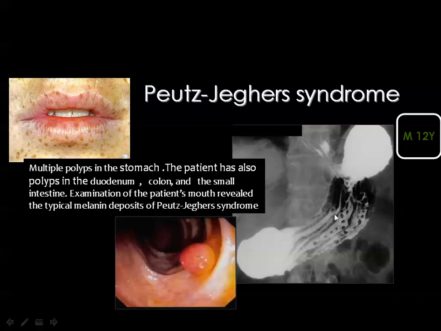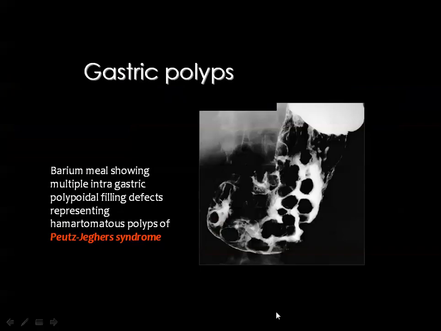multiple small polyps within the stomach on barium study, and you can also see the appearance of one of these polyps by endoscopy. One of the typical criteria of this Peutz-Jeghers syndrome is the presence of characteristic melanin pigmentation around the mouth, as you can see.